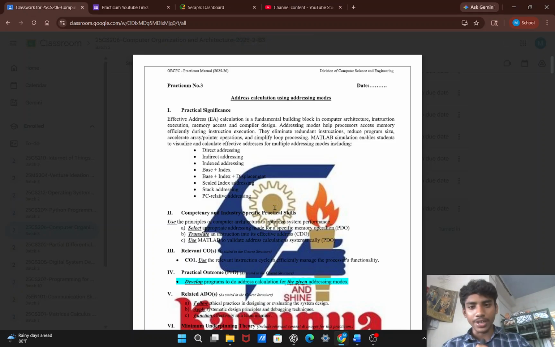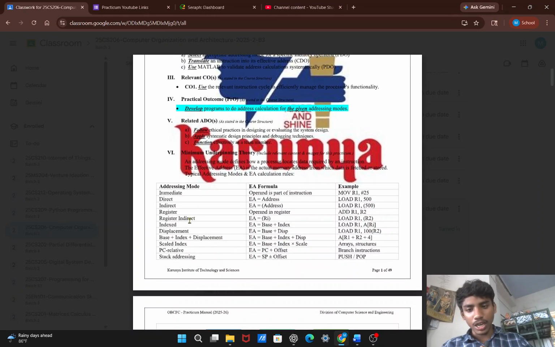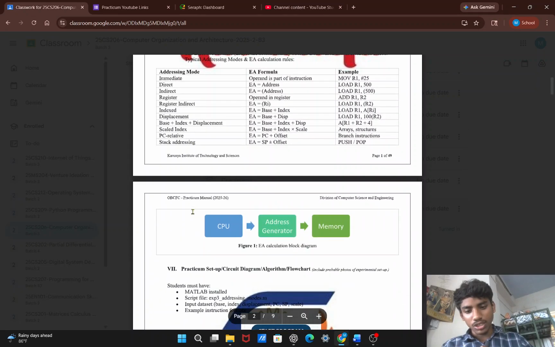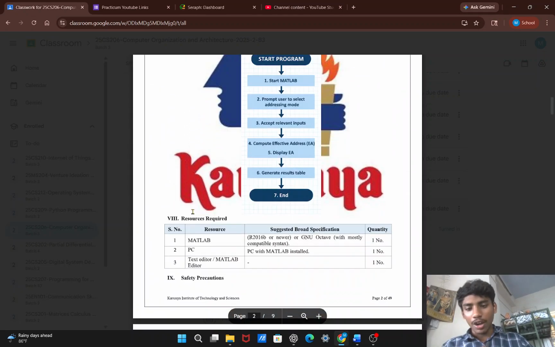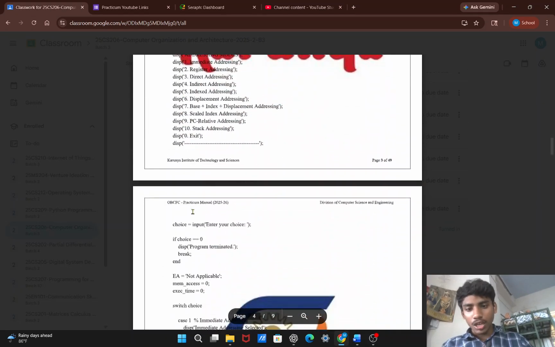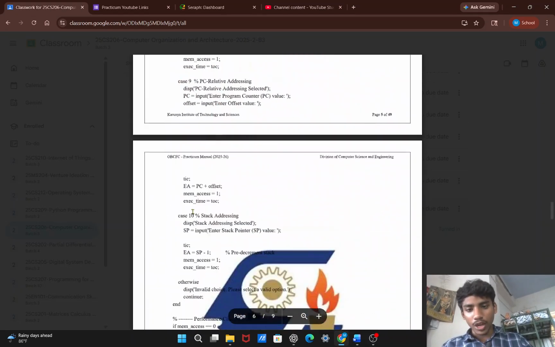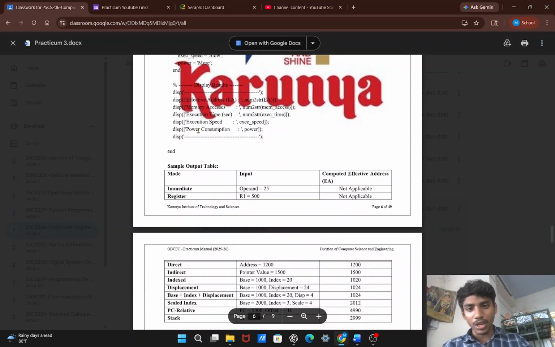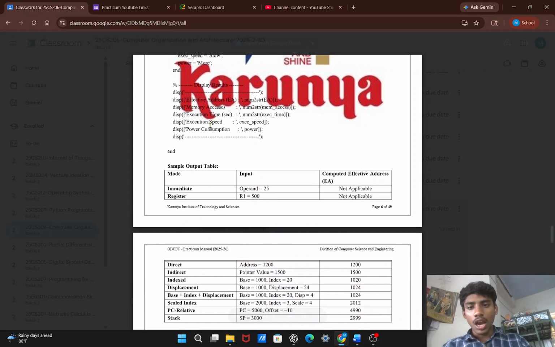URK25CS1080. This is my practicum number 3, address calculation using addressing modes. There are totally 8 addressing modes: direct, indirect, indexed, base plus index. There are totally 8 addressing modes in which we are going to see all, and also its execution. And we are going to find the effective address, memory access, the execution time, the execution speed, and the power consumption of each addressing method.